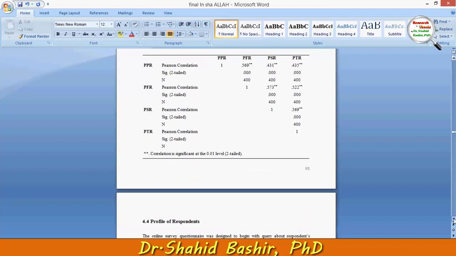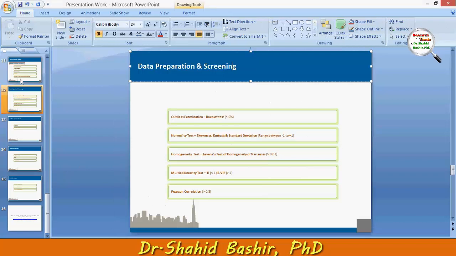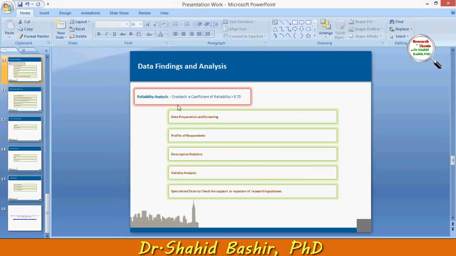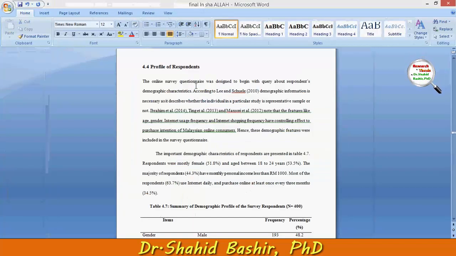Now we are coming to the next section, that is the profile of the respondent. So until now, reliability analysis, data preparation and screening, and now the profile of the respondents is also very necessary to discuss, because the demographic information describes whether the individual in a particular study is a representative sample or not.